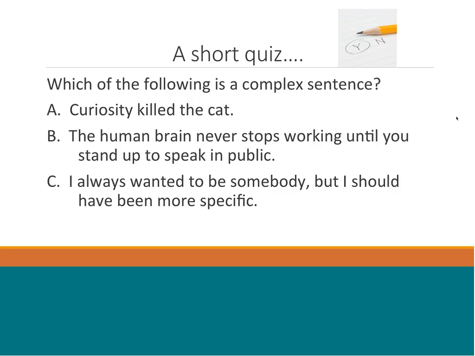I've got four who chose B and five who chose C. So we're looking for the complex sentence. If you remember, the complex sentence is one that has the independent clause and a dependent clause. So the correct answer is B. C is not correct because it has the comma and the conjunction, but those are two independent clauses joined by the conjunction.